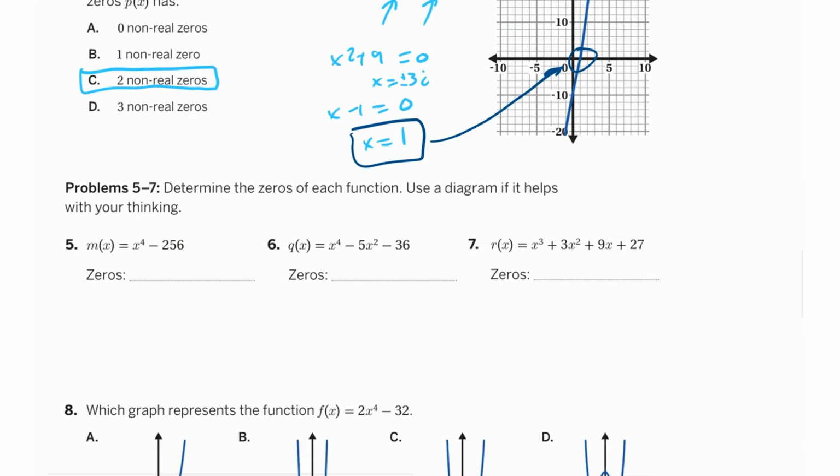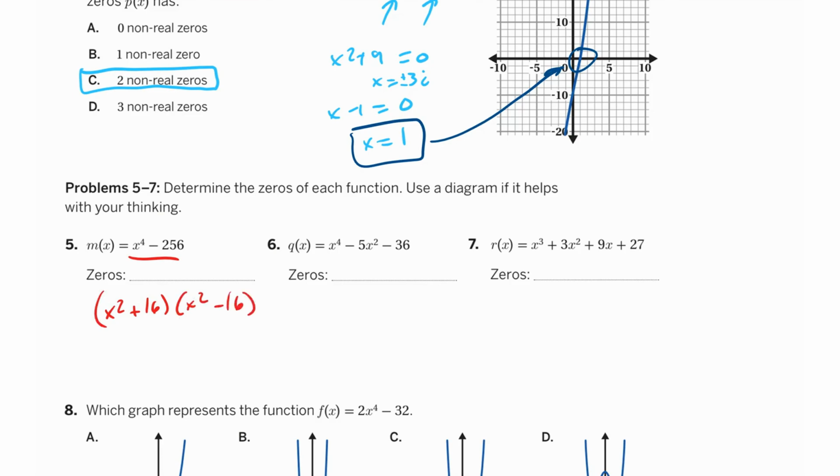All right, problems 5 through 7, determine the zeros of each function. Use a diagram if it helps. I think I will for some of these. Again, on this one here, I'm going to use what I know about a difference of squares because these are both perfect squares. Square root of the first plus the square root of the second, square root of the first minus square root of the second.